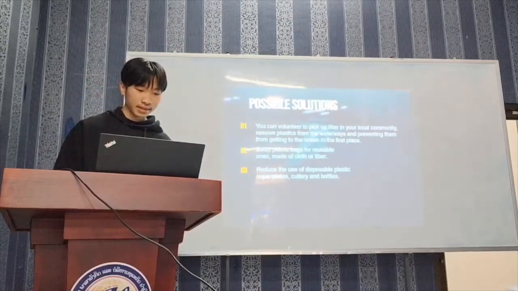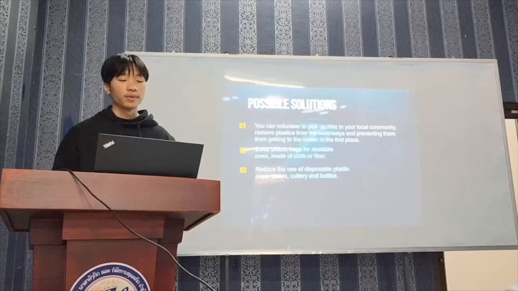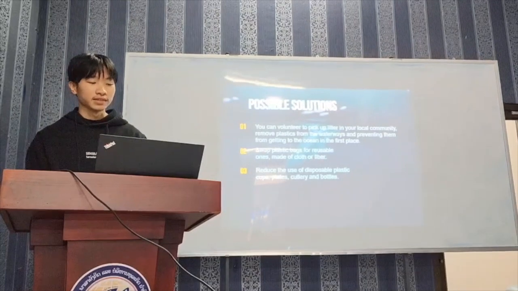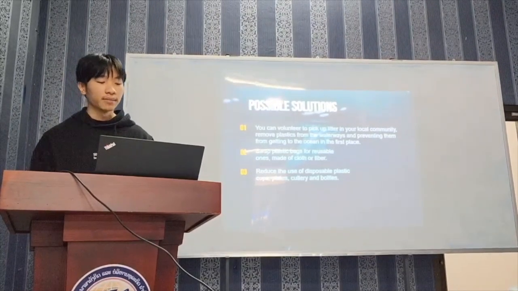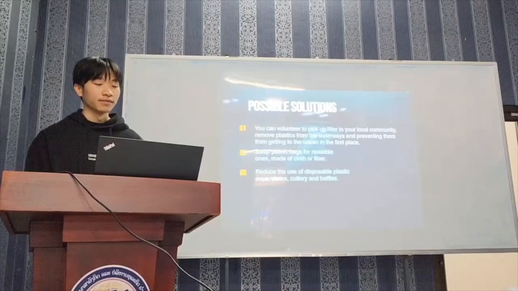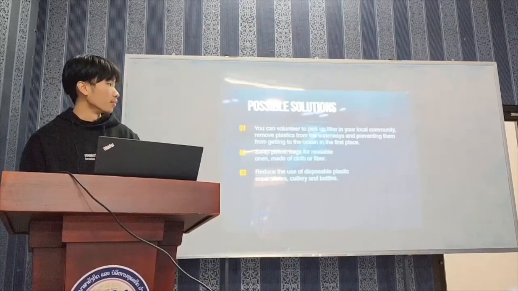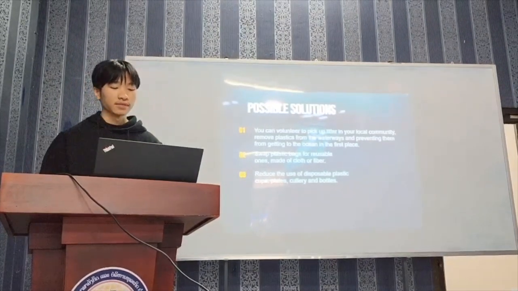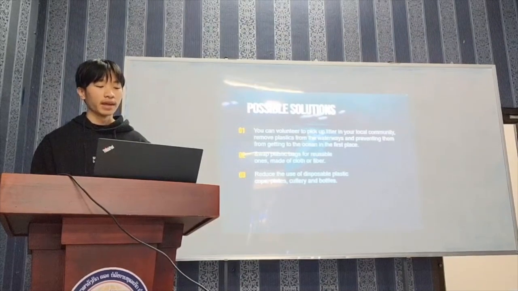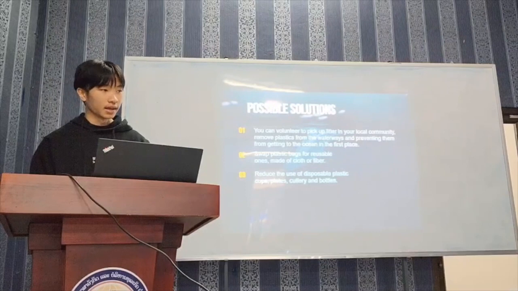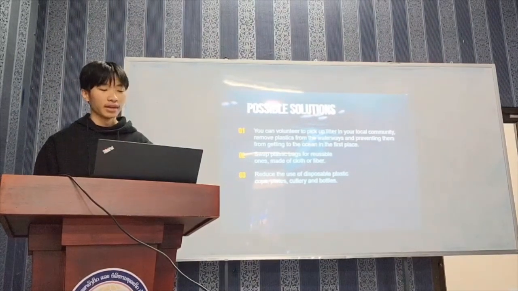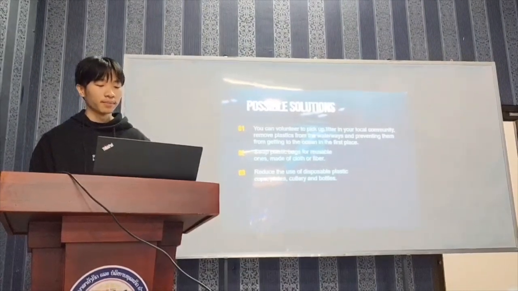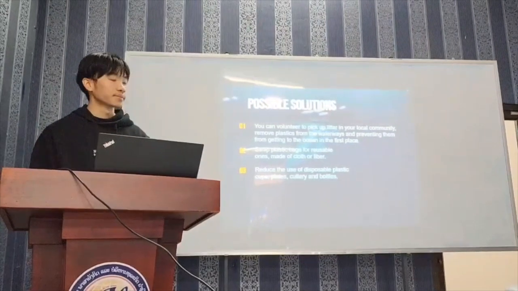Possible solutions. First one is you can volunteer to pick up litter in your local community, remove plastics from the waterways and prevent them from getting to the oceans in the first place. Again, community. Yes, community. Second, swap plastic bags for reusable ones made of cloth or fiber. Reusable. And the last one is reduce the use of disposable plastic cups, plates, cutlery, and bottles.